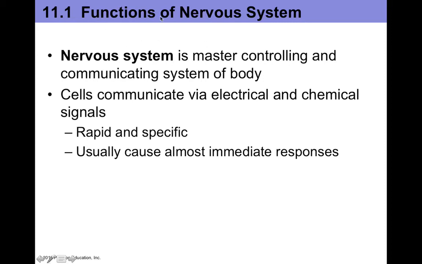In this video, we're going to talk about functions of the nervous system. We learned earlier that the nervous system is the master control and communicating center of your body, and that the cells of our nervous system can communicate around your body with electrical and chemical signals that are both rapid and specific, because these electrical signals can travel very quickly, like up to 300 feet per second, and they're specific because there's nerves that attach to very specific cells within organs of your body. Now, because it's rapid, it usually causes almost an immediate response.